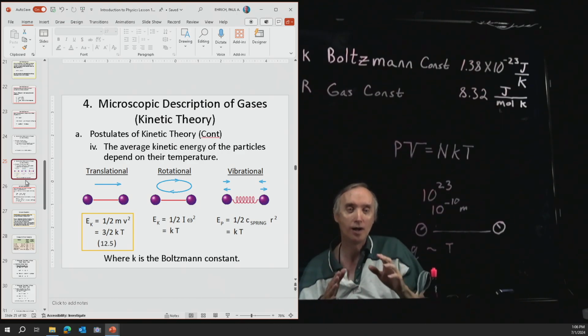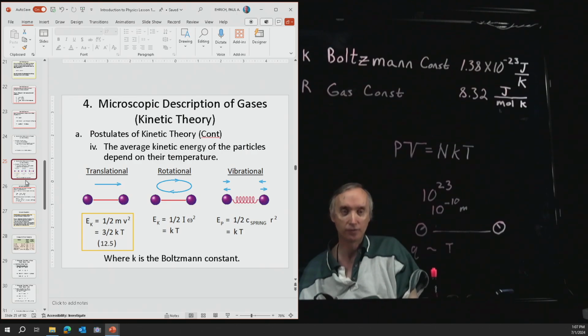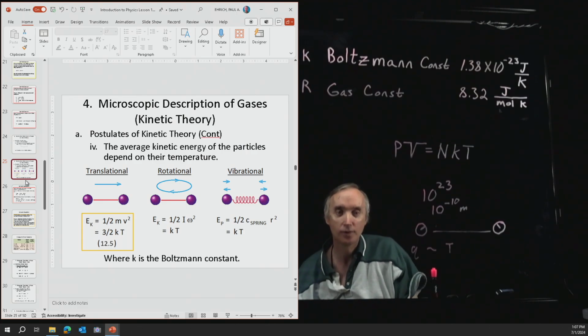Now if you want to learn why it isn't the same number in front, then take a physics class and you can learn more about that. It's not that difficult, but it's just not that important.